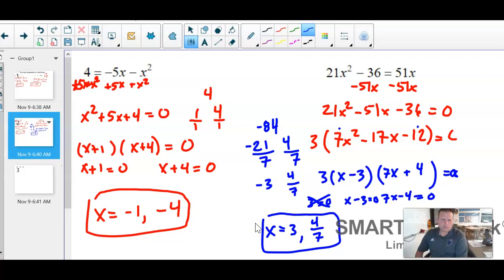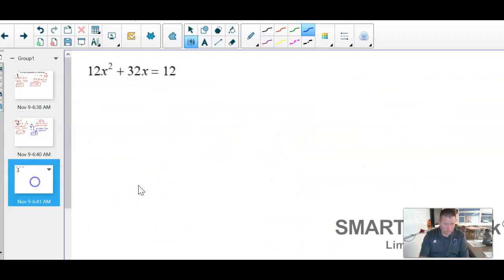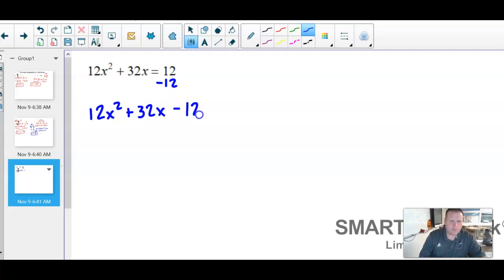So a little bit more involved just because of how you have to factor on that one, but everything else is pretty similar. Let's do one more like that, where you have to factor like that. So again, I've got to have this equal to 0, so I've got to minus the 12 over, so I'd have 12x squared plus 32x. And again, I always put it in standard form just because it makes my life a little bit simpler that way.